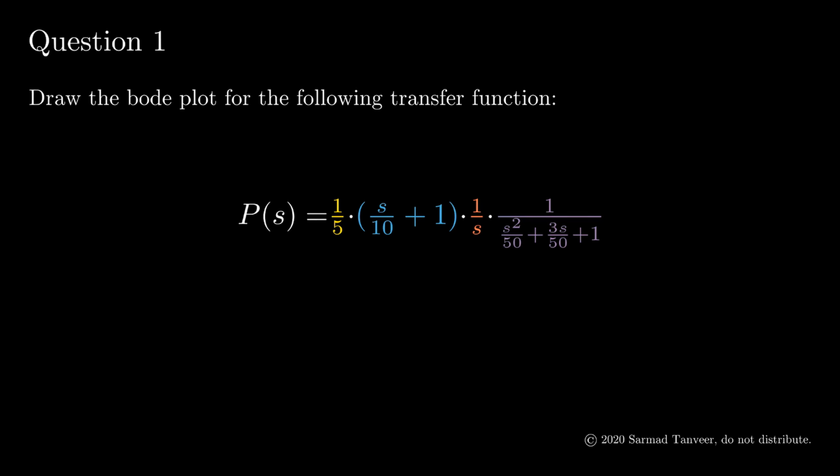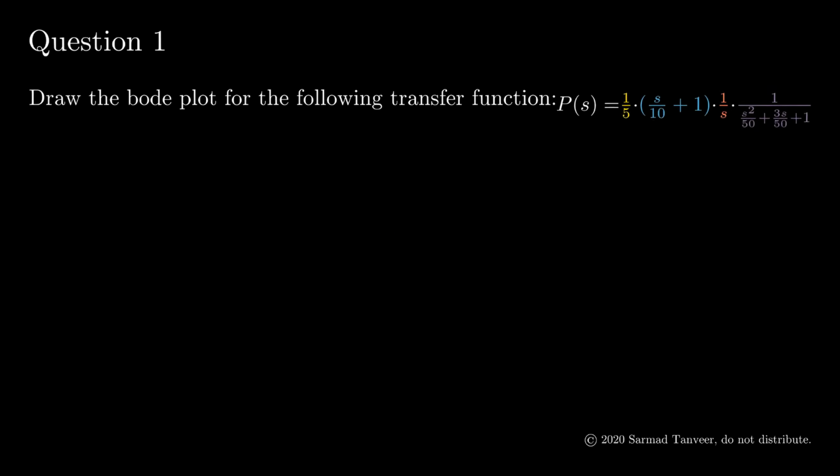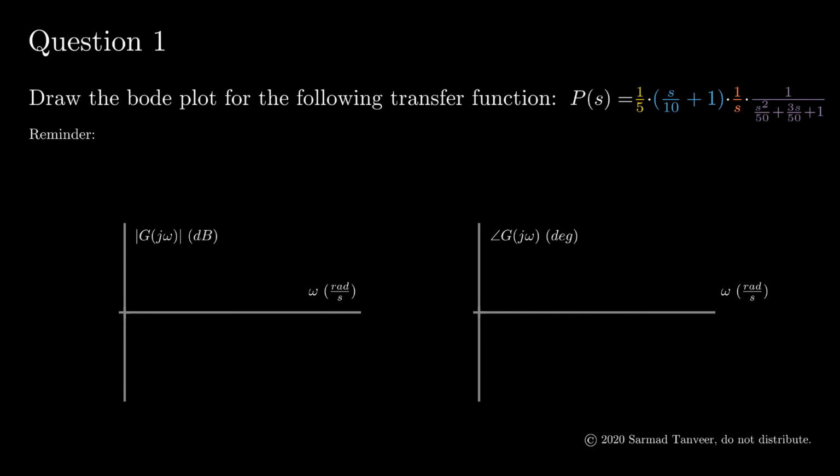For Bode, we can draw the individual Bode plot of each part and then combine them together to get the final Bode plot of the entire transfer function. As a reminder, when G(s) equals a constant gain term, the magnitude plot contributes a constant value equal to 20 log of the constant gain term K. The phase plot contributes 0 degrees if K is greater than or equal to 0. If K is less than 0, then the phase plot contributes negative 180 degrees.